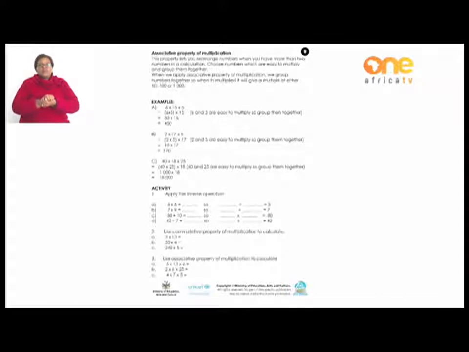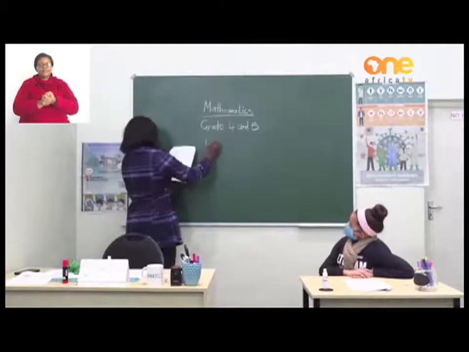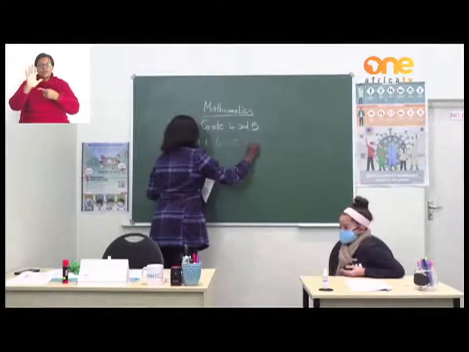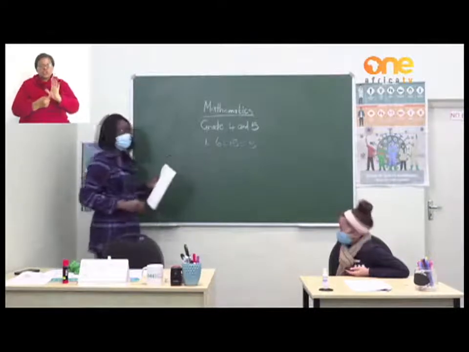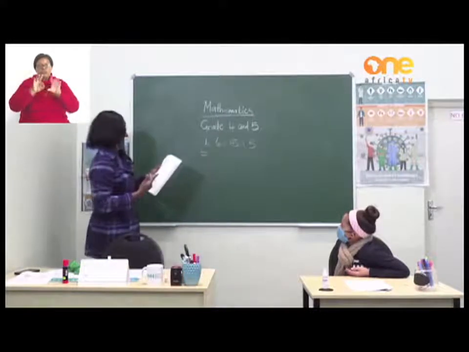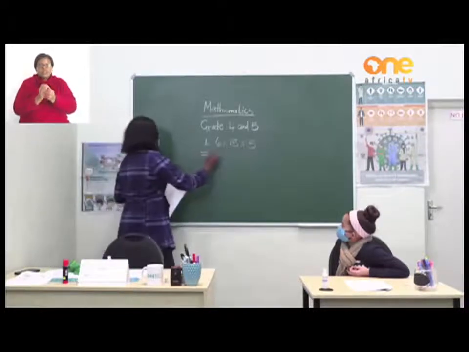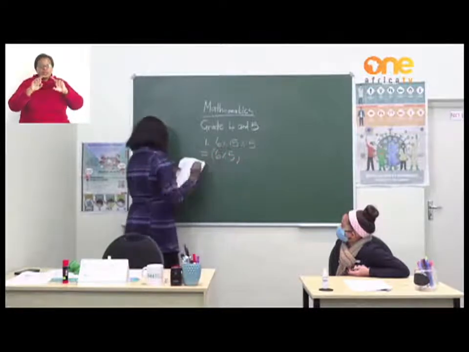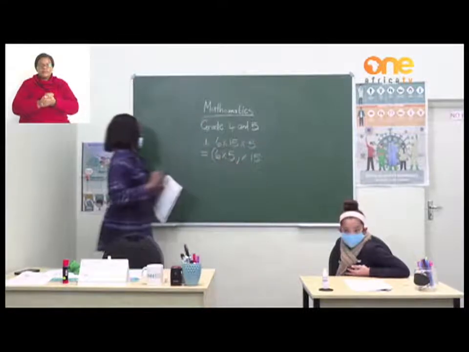Boys and girls, let's get on board with the first example. For example, we have 6 times 15 times 5. Good. We have to apply associative property of multiplications. Good. So remember to choose the 2 numbers that are easy to multiply and group them together. In this case, we take 6 times 5. Group them together. Times 15. Remember the 15.